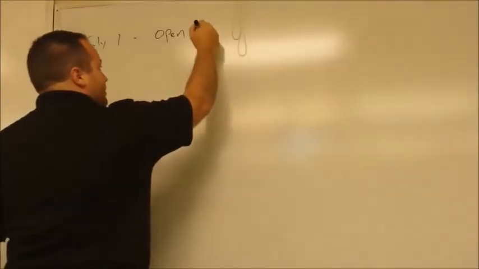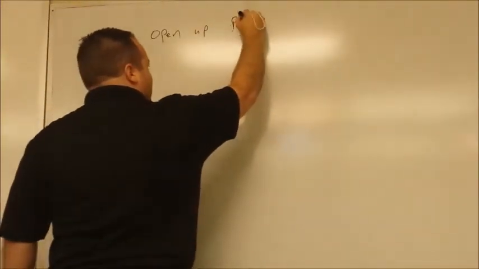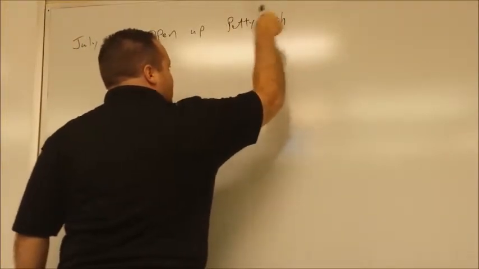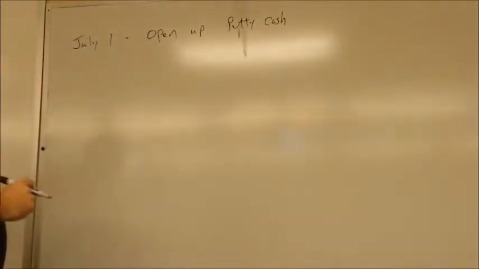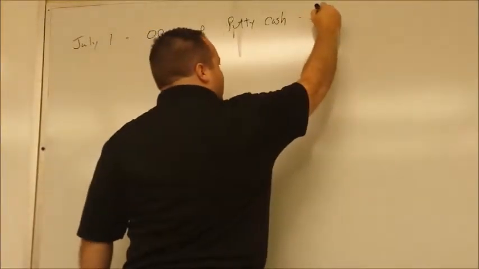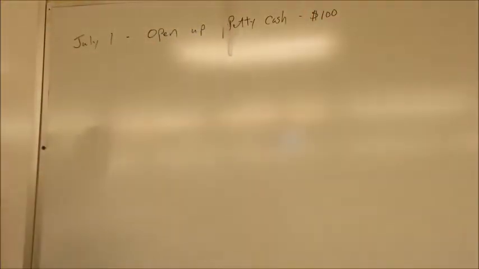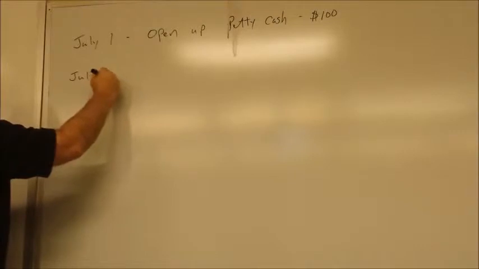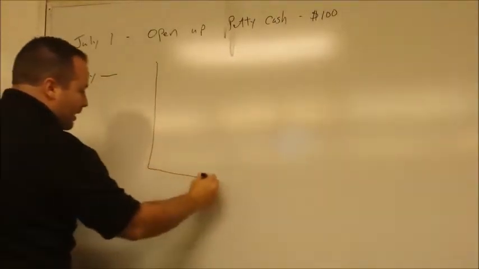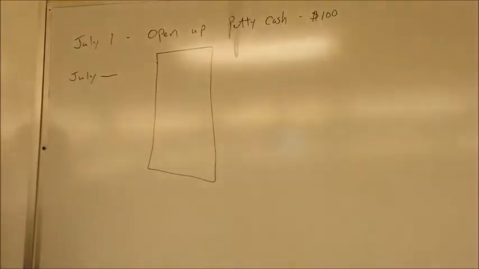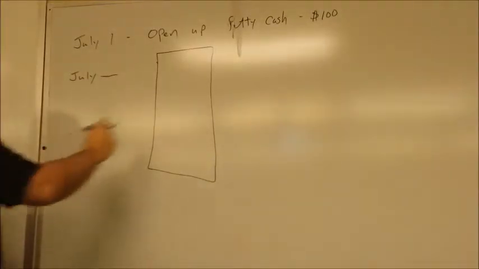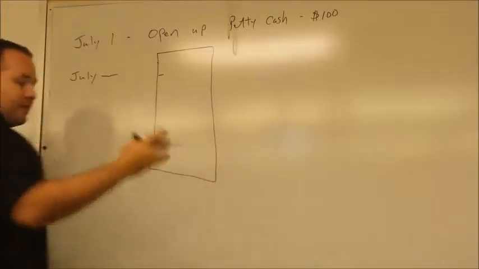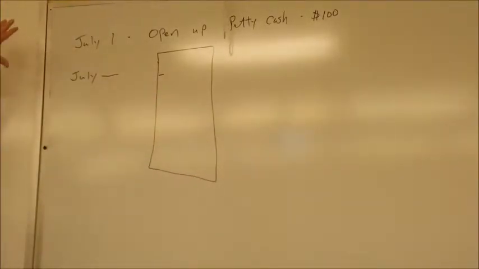Let's say on July 1, we open up our very first petty cash. We've never had a petty cash in our business. We decide, yeah, we probably need to, and we put $100 into our petty cash fund. And then through the month of July, I have my little scrap piece of paper, and let's say I spent money. Let's say in my rule, I can't spend over $25. Otherwise, I've got to write a check.